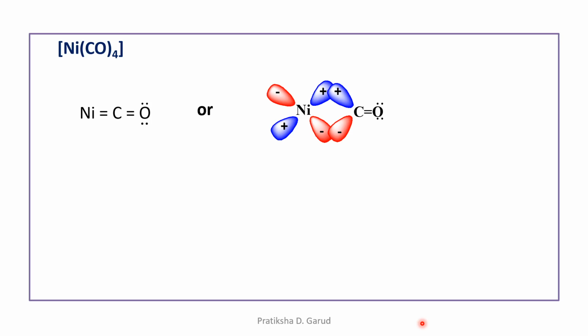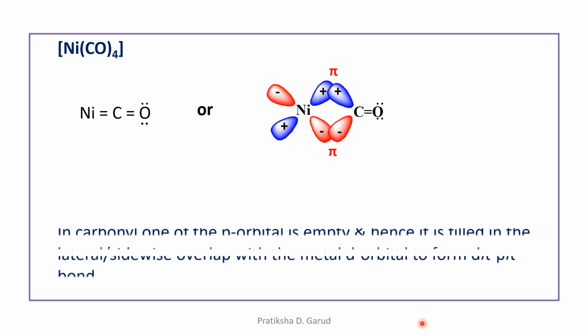So the metal d orbital and the ligand p orbital undergo overlapping, which is the lateral or sidewise overlapping, and due to this lateral or sidewise overlapping there is a formation of the bond which is called the pi bond. Okay, so in this Ni(CO)4, we have the lateral or sidewise overlapping to give the formation of the pi bond between the d orbital of the metal and the p orbital of the ligand. That's why it gives the formation of the d pi p pi bonding.